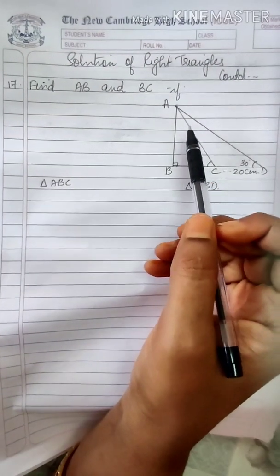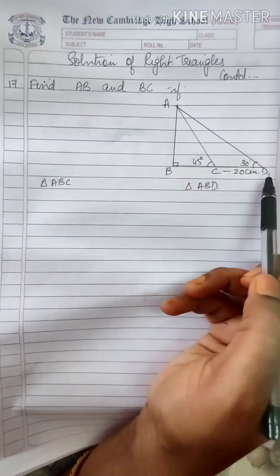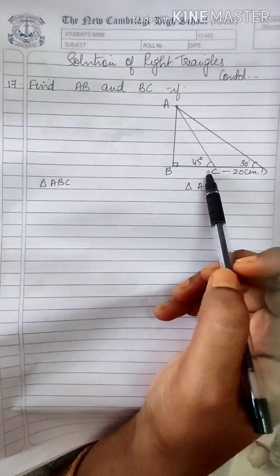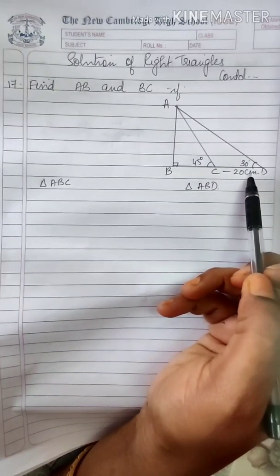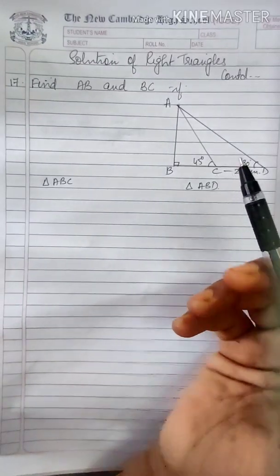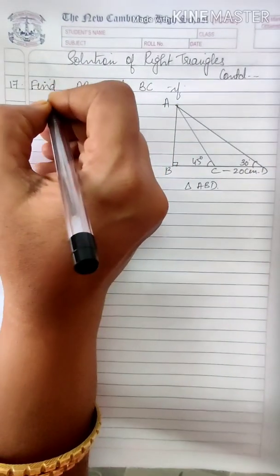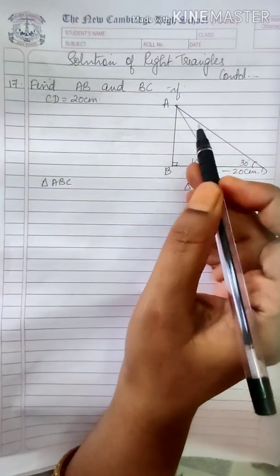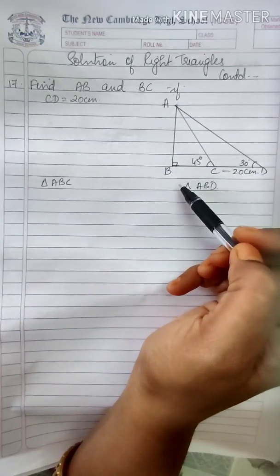Hello students, we will continue with the chapter Solution of Right Angle Triangles, and in today's class we will start with the 17th sum. It's a figure based sum where you have got a right angle triangle ABD which is right angled at B, with angle C equal to 45 degrees and angle D equal to 30 degrees. And it is given that CD is equal to 20 centimeters. Now you are supposed to find the length of AB and BC.